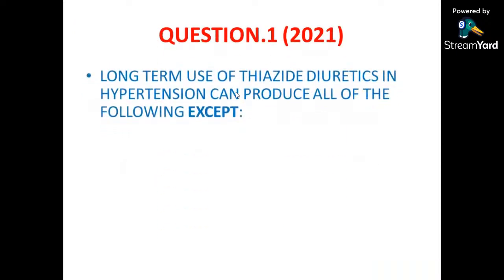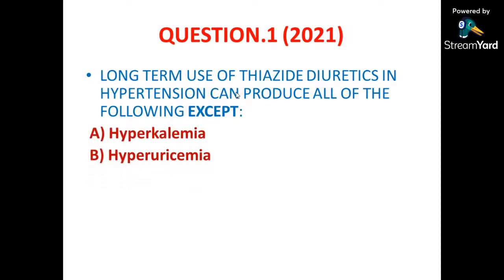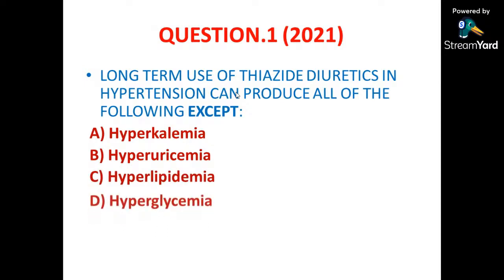So the first question was asked in 2021 GPAT. Let me read out the question. A long-term use of thiazide diuretics in hypertension can produce all of the following except: hyperkalemia, hyperuricemia, hyperlipidemia, and hyperglycemia. So these are four options which were given.